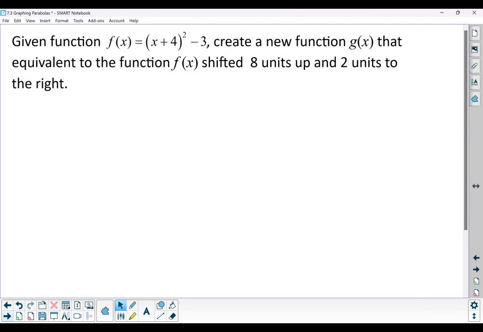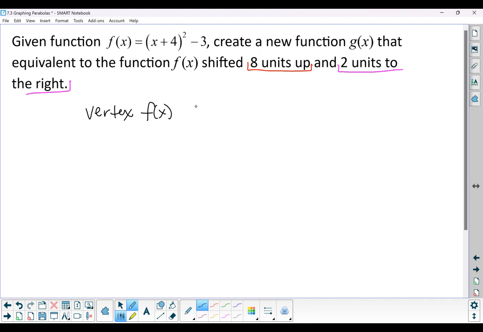Okay, last one. It says, given function f of x equals (x + 4) squared minus 3, create a new function g of x that is equivalent to function f shifted 8 units up. So we want to go up 8 units and 2 units to the right. So I encourage you to write down the vertex of these functions to help you. So the vertex of f is -4, -3. We can see that in its equation.